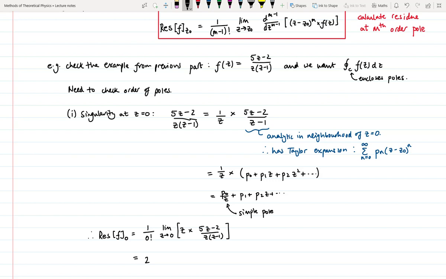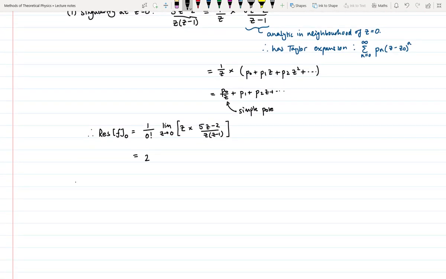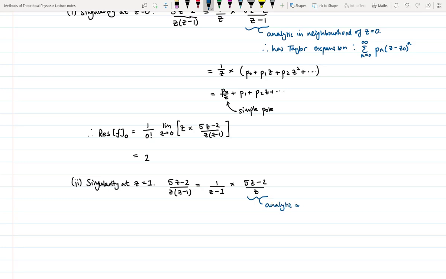Let's move on to the second singularity at z equals 1. Again, we can rearrange our expression for the function. We take out the 1 over z minus 1, and we're left with 5z minus 2 divided by z. Again, we spot that this is analytic in the neighbourhood of our expansion point z equals 1. Therefore, it also has a Taylor series. And by the same argument as above, we have that z equals 1 is also a simple pole.